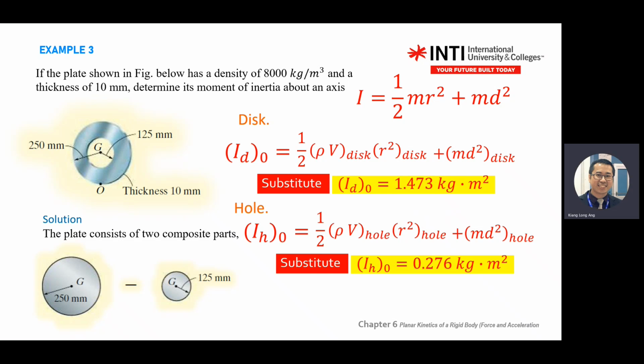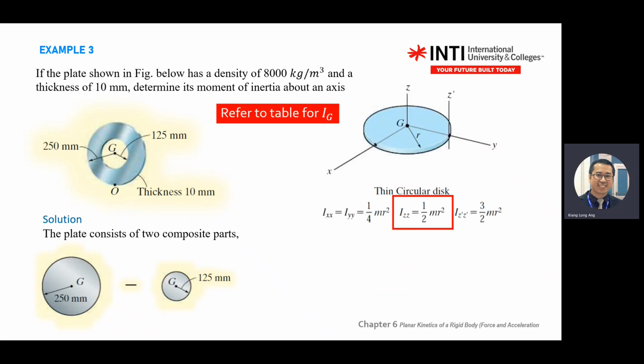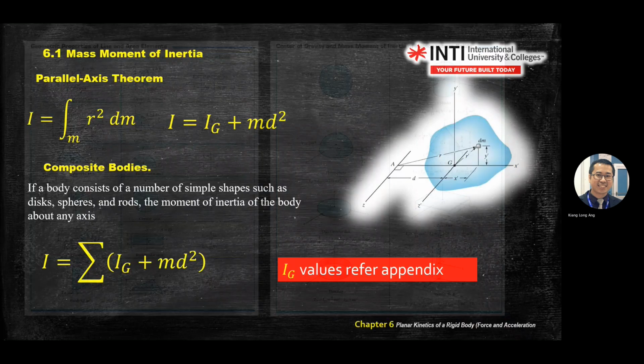The D? Where is the R? D is this one. Yeah, 250. Again, where is your D? What is D? Just now you asked me. What is D?